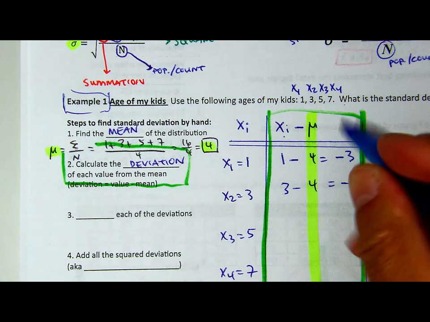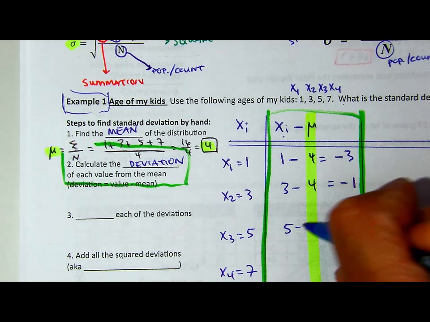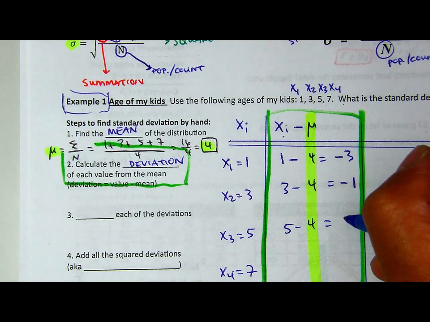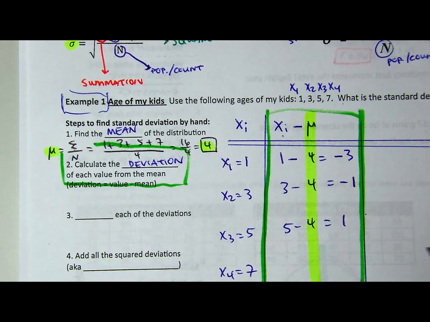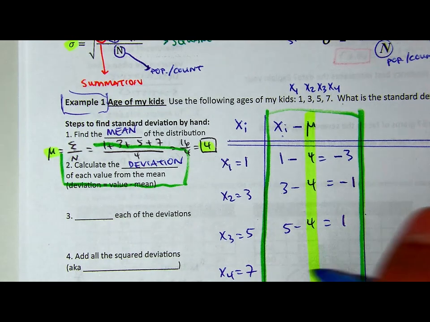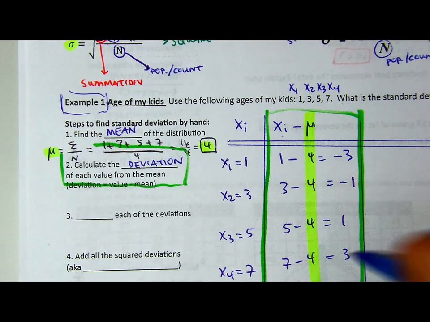Green chairs. What do I write here? 5 minus 4 is 1. Blue chairs. What do I write here? 7 minus 4 is 3.